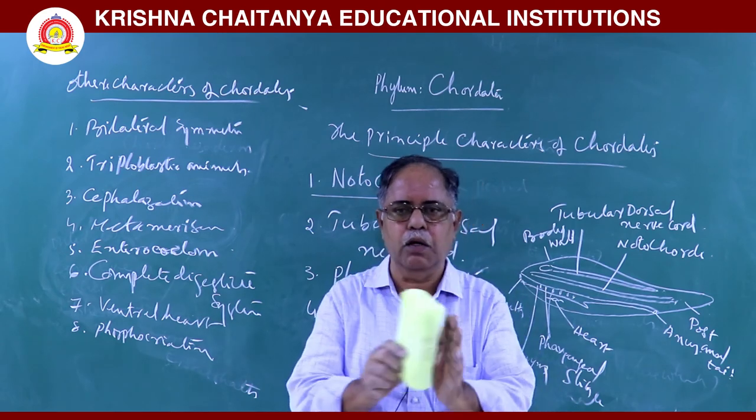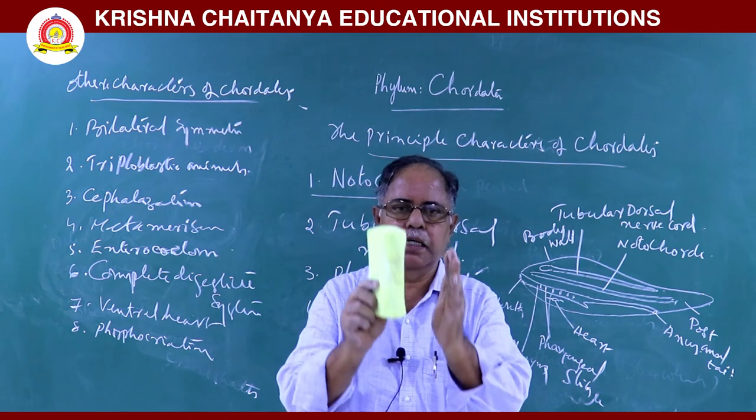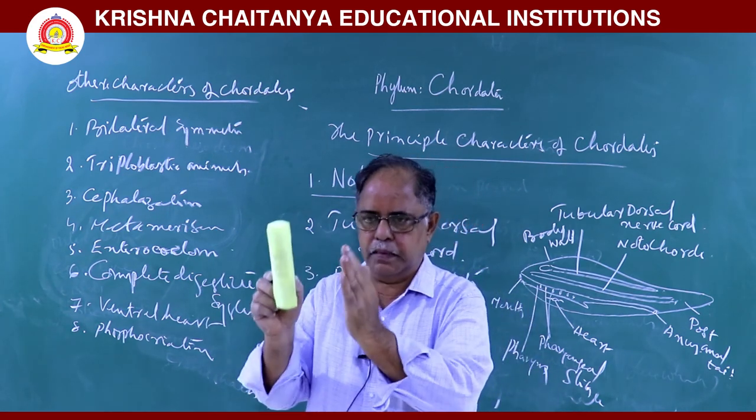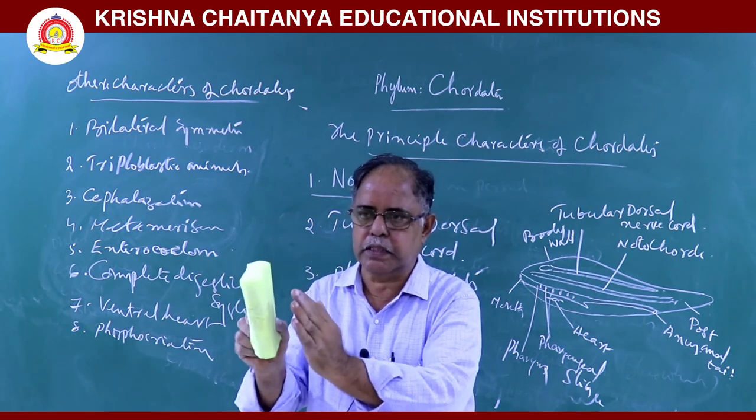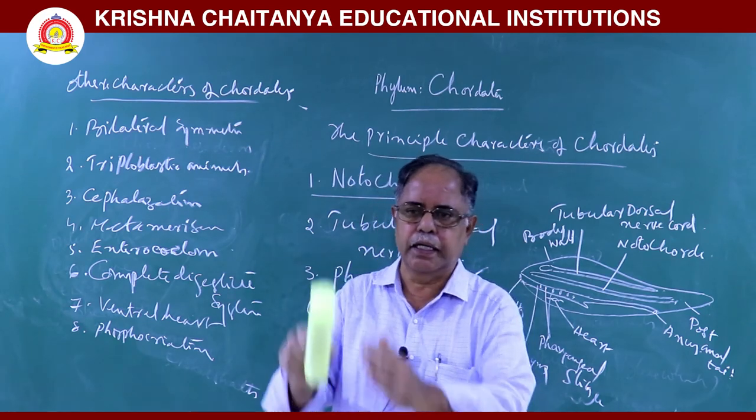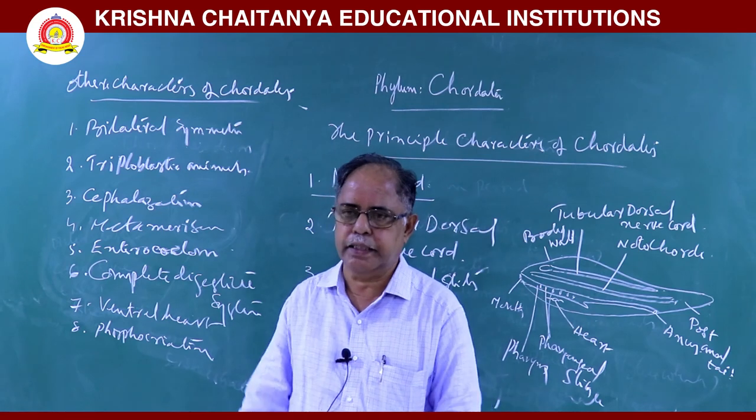In chordates, the central nervous system is dorsal, single, hollow, fluid filled, tubular, and non-ganglionated. In non-chordates, the central nervous system is on the ventral side, solid, double, and ganglionated.